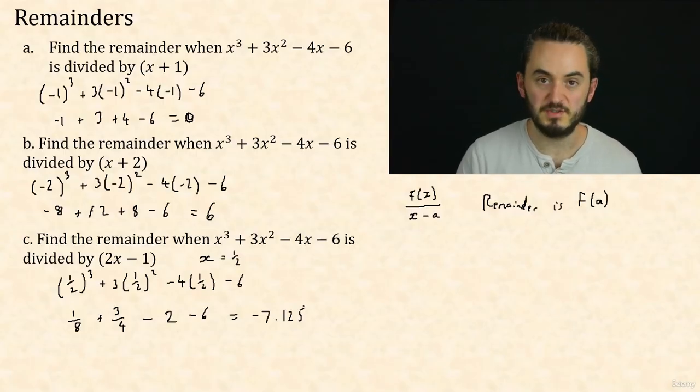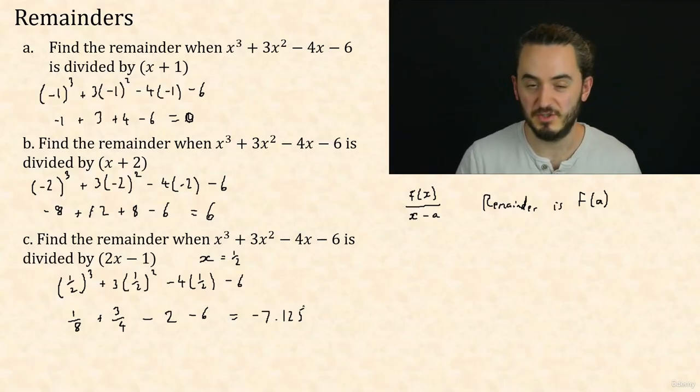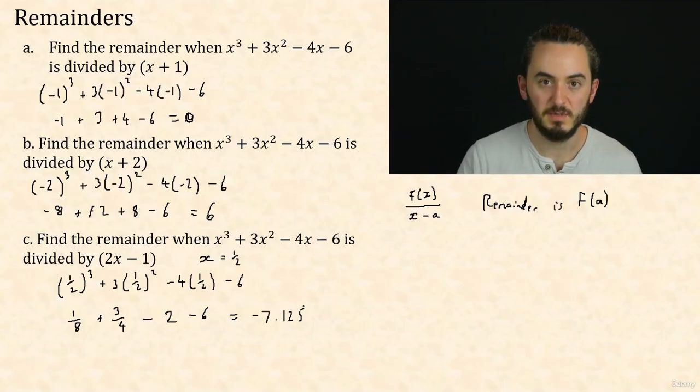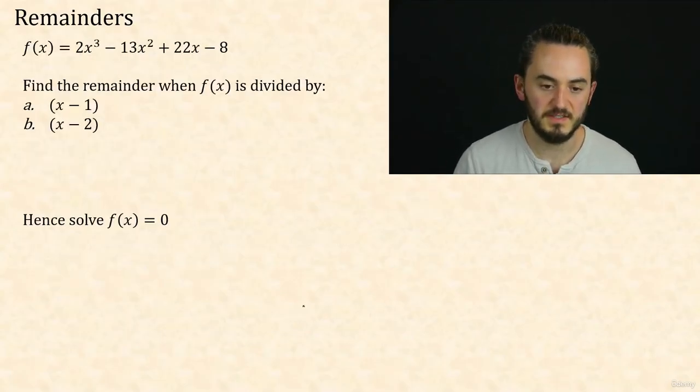All right, so that's just a brief summary of this quick way of doing it. Remember, in each of these cases, we've not found the quotient. So we haven't actually done a full division, we've just found the remainder, but it's the quick way of doing it. All right, in this question, it says f(x) equals 2x cubed minus 13x squared plus 22x minus 8.